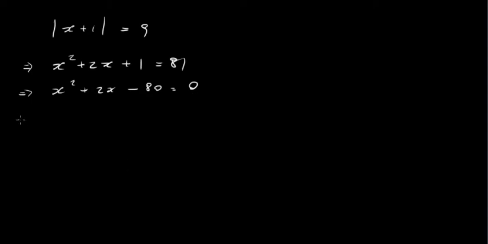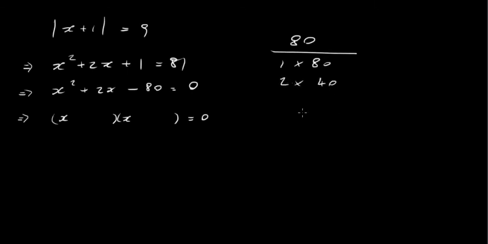So what you would need to do now is just factorize this. We've got an x here and an x here. Well, 80 is going to have, let's see, 1 times 80, that's not really going to work. Remember, we want a 2 in the middle. We've got 2 times 40, again, that's not going to work. 3 won't go in, so we've got 4 times 20, still won't work. We've got 5 times 16.